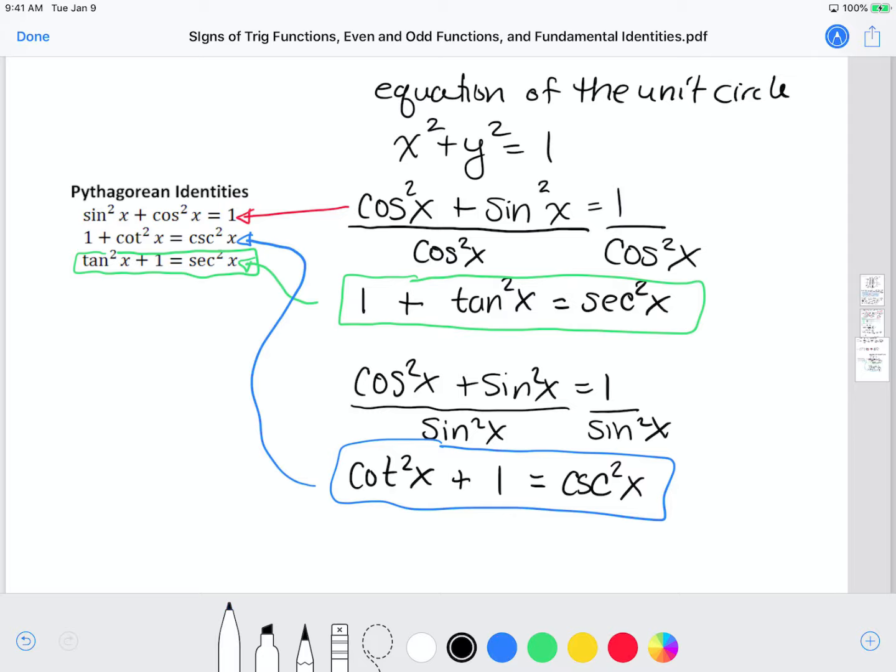Now that we have these identities, I can use them to evaluate trig functions. So for example, if I said cotangent squared x is equal to 1/2, then I could plug that into 1 plus cotangent squared x is equal to cosecant squared x, and then I can solve for cosecant squared x. So I can plug values into these equations to solve or find values of other trig functions.